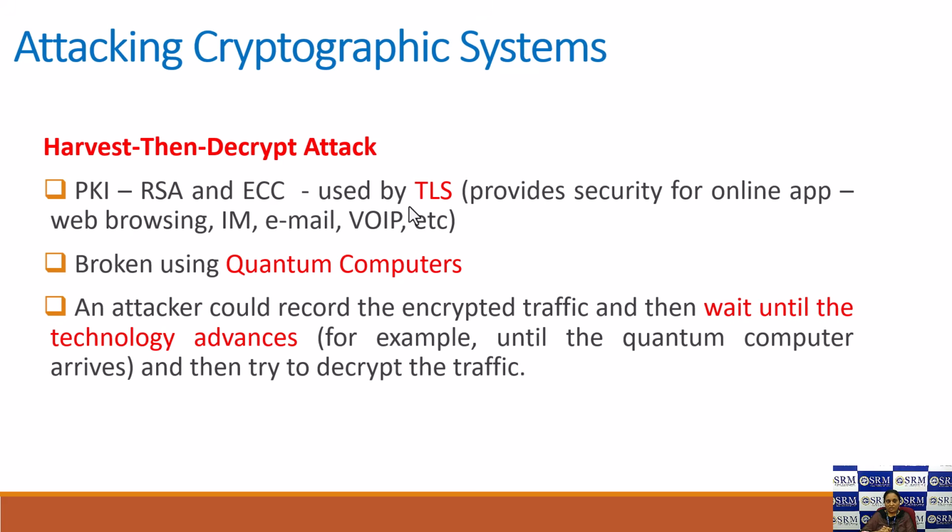So in the harvest now, decrypt later attack, an attacker could record the encrypted traffic and then wait until the technology advances. See how they are waiting, they are harvesting, right? The term harvest means we have to wait for a certain period. So they are waiting until the quantum computer arrives, and only then will they decrypt the traffic. Like that, people are waiting for the advanced technology. They will have the encrypted data with them, and after a while, they will use it.